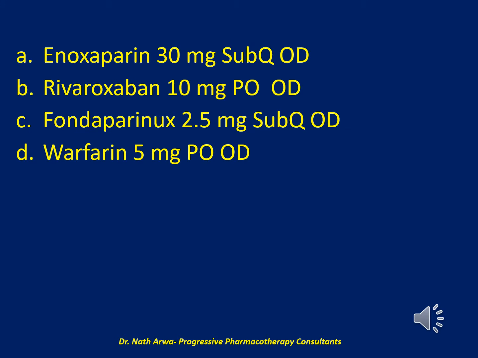Would it be A. enoxaparin 30 mg subcutaneously once daily, or B. rivaroxaban 10 mg orally once daily, or C. fondaparinux 2.5 mg subcutaneously once daily, or would it be D. warfarin 5 mg orally once daily? I will give you 10 seconds to choose the correct answer to this question from the listed options.